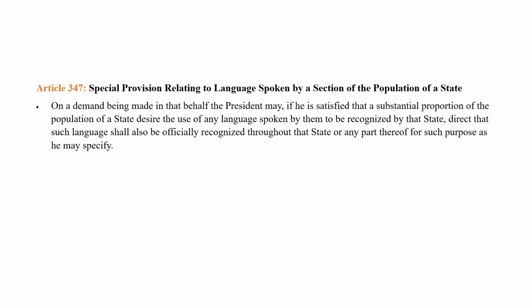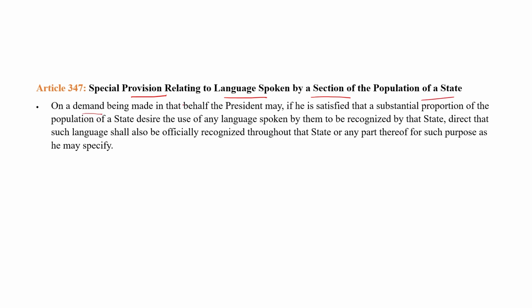Next is Article 347. What does Article 347 say? Special provision related to the language spoken by a section of the population of a state. Let's suppose the official language of a state is Hindi or Sanskrit, and a particular section is using Kumauni. So Article 347 deals with the special provisions related to the language spoken by a section of the population of a state.